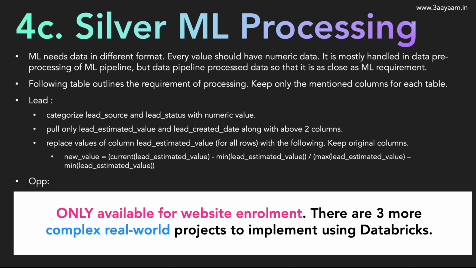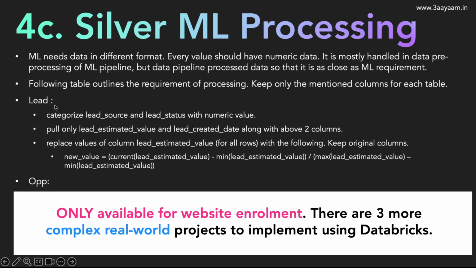Before performing the processing, you have to understand that the machine learning processing needs data in different format. We cannot pass the data as is to the machine learning layer because the training process of the machine learning models are as such that they cannot handle non-numeric data. So that's why every value should have numeric data. Most of it is handled using a stage called data pre-processing, which is part of the machine learning pipeline. This is not part of data engineering pipeline. Data pre-processing is performed in machine learning pipeline. But as data engineers, it is our duty to provide the data as close as data pre-processing. So you have to perform these operations for the silver layer.